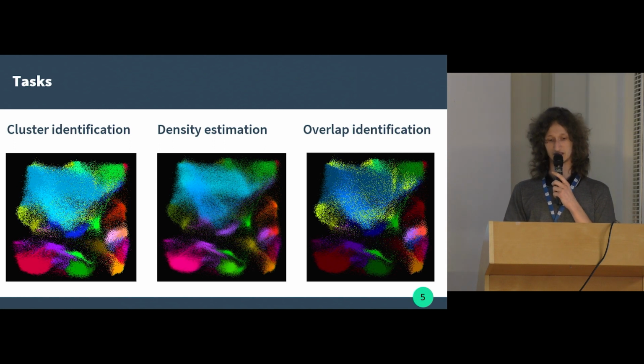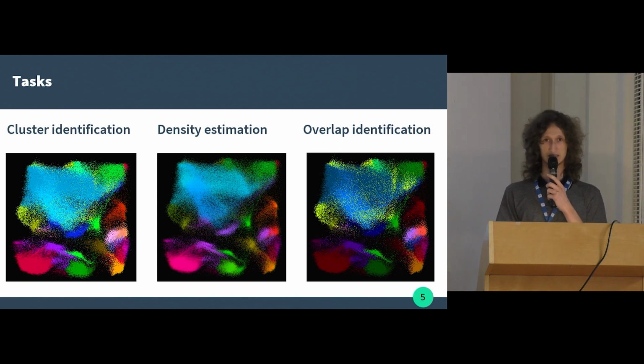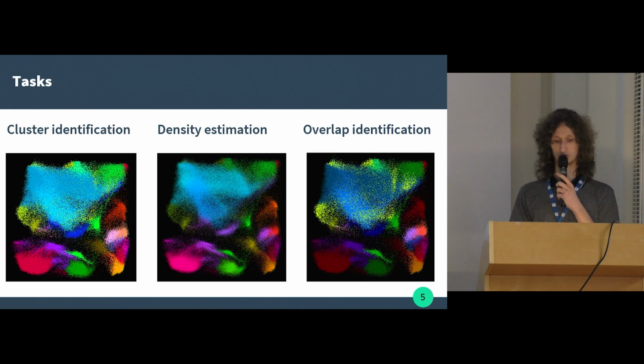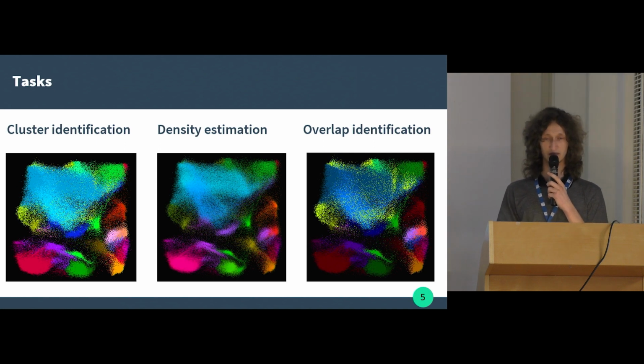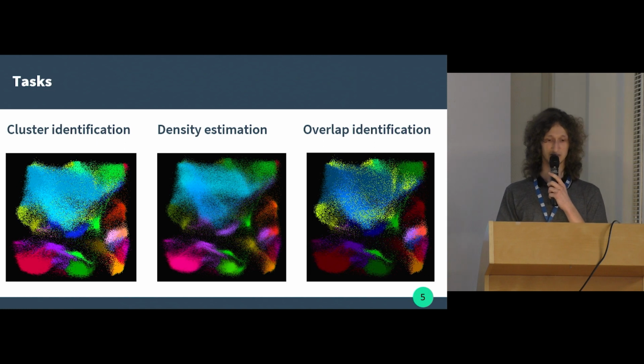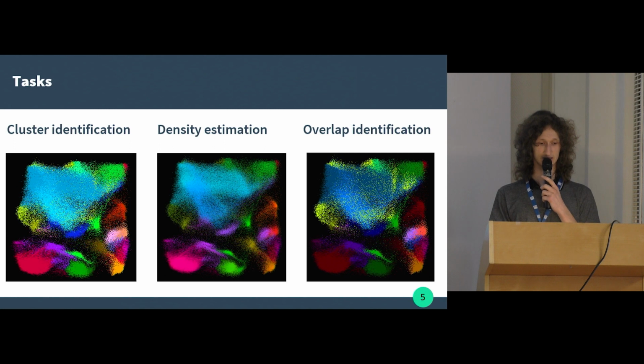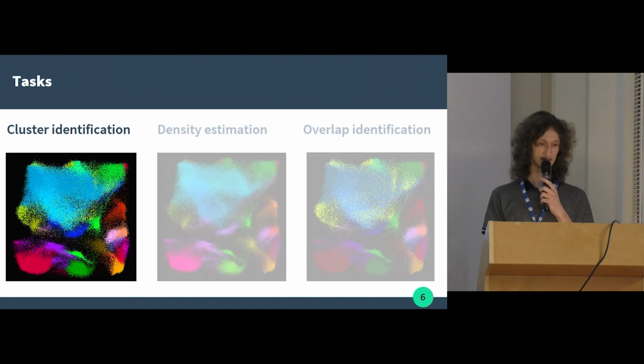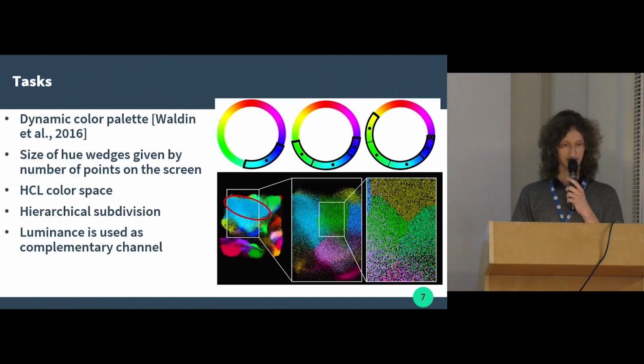Next, we have the density estimation. On the middle picture, we can see varying densities inside those two large blue clusters in the top left of the middle image. And lastly, there is overlap identification. There is a yellow cluster in the last image that wasn't seen in the previous images. This is because it was completely overlapped by the blue clusters. So let's start with the cluster identification.